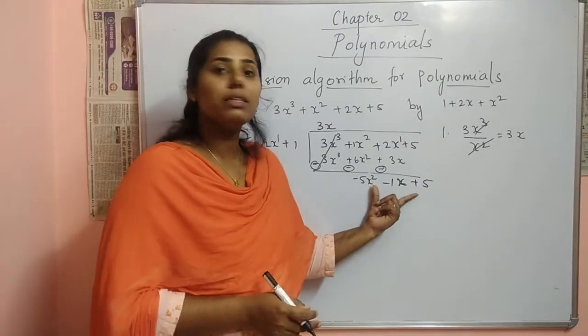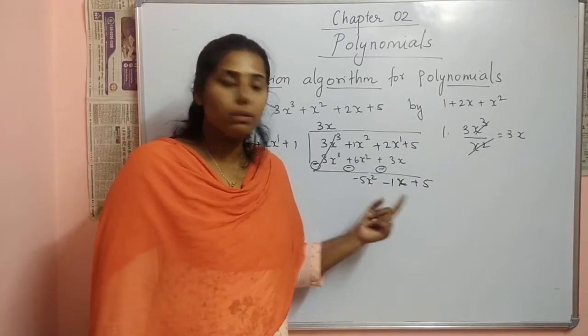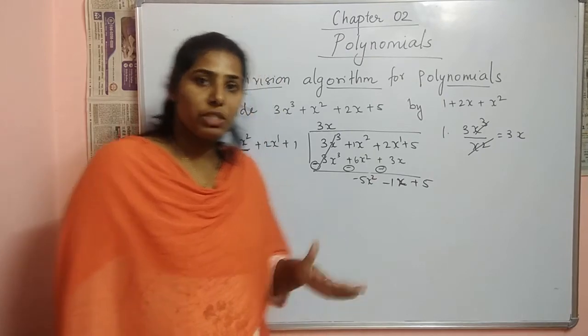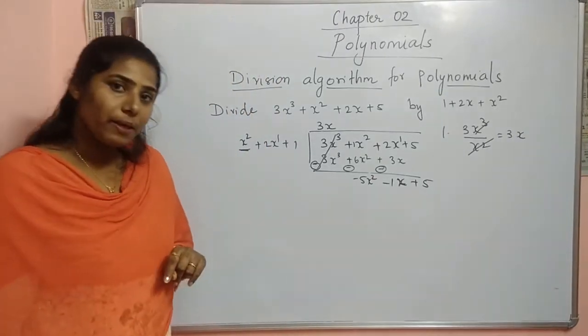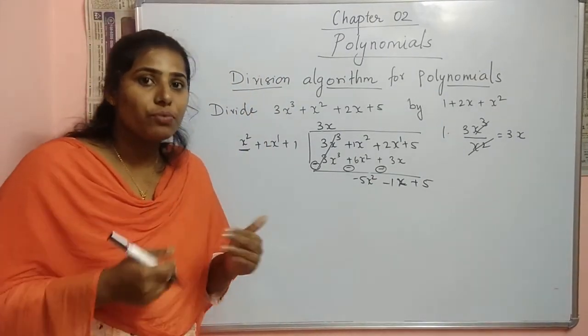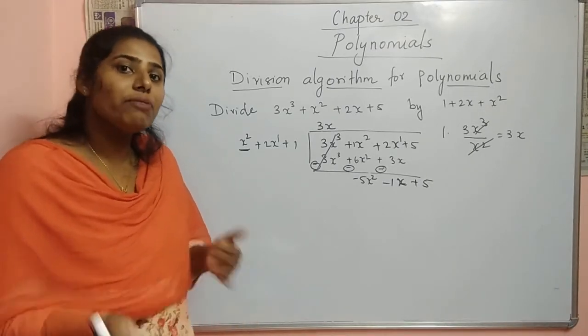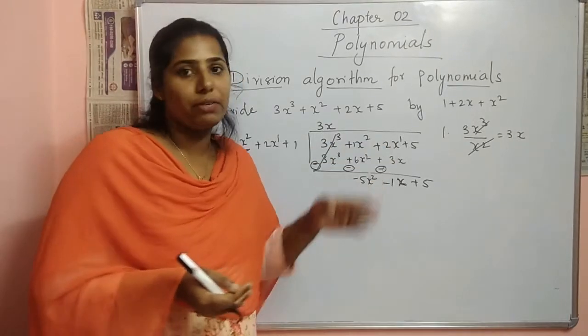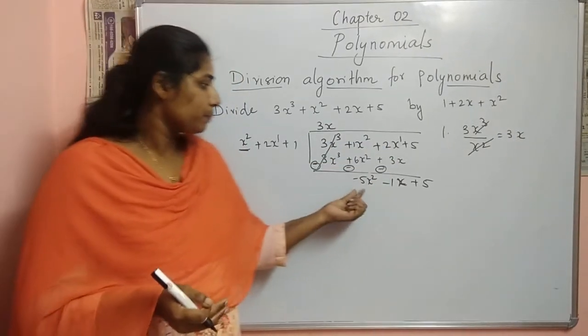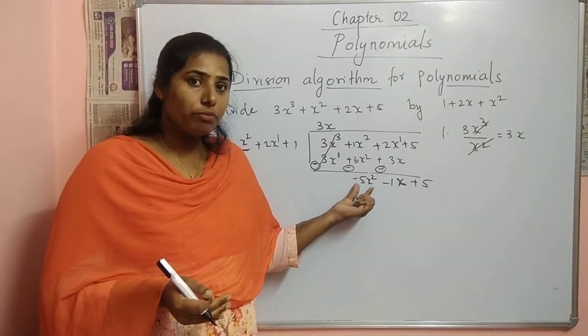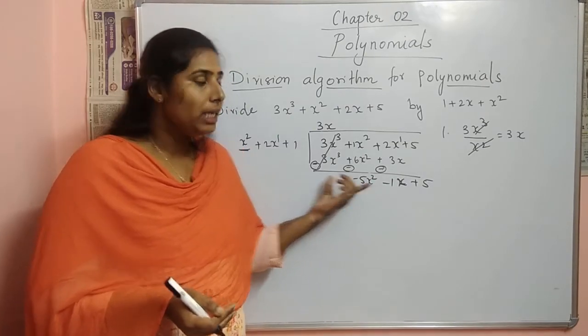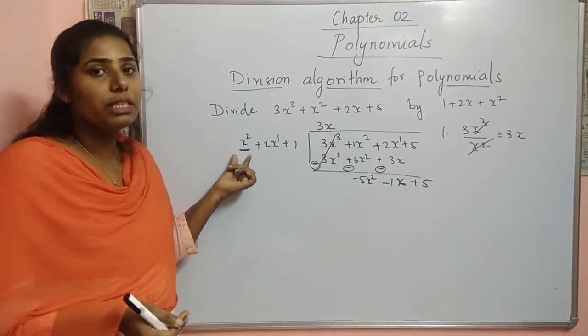Now we will check the degree of the remainder. The degree of the remainder here is 2, which is equal to the degree of the divisor. So again the process will continue. The division process will continue. Okay, so again we will come back to the first process that we have done. What is my first process? First term of the remainder divided by first term of the divisor.